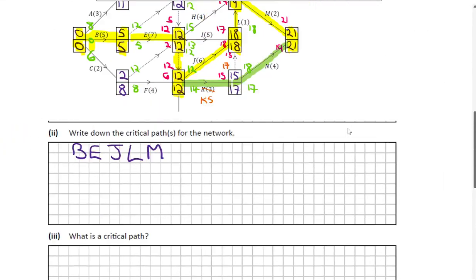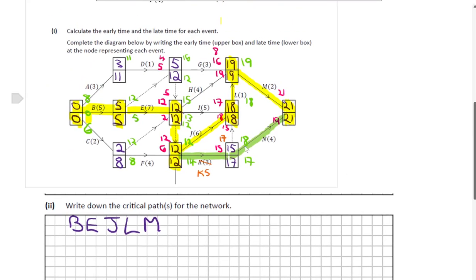Hopefully that makes sense. What we're going to look at now is the marking scheme, just to see what the marks were for this and how they were divided up. It is question 10.